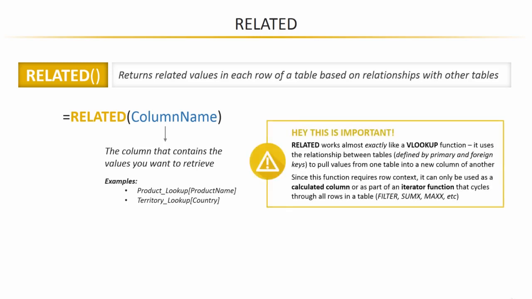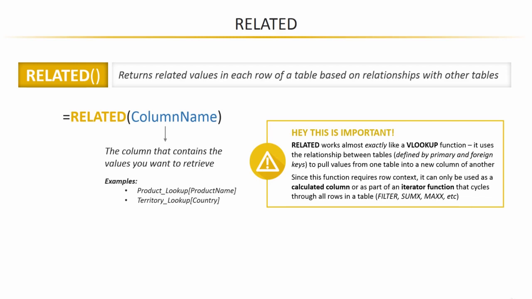So tip here, RELATED works basically exactly like a VLOOKUP function. It uses that relationship between the tables, which we've defined by our primary and foreign keys, to just reach into another table and grab the values it needs and pull them into a new column of another table. But the thing is, it works like VLOOKUP, but it's even simpler than a VLOOKUP because we don't need to define the lookup value or the match type or those other arguments that we need to include if we were writing a lookup in Excel.